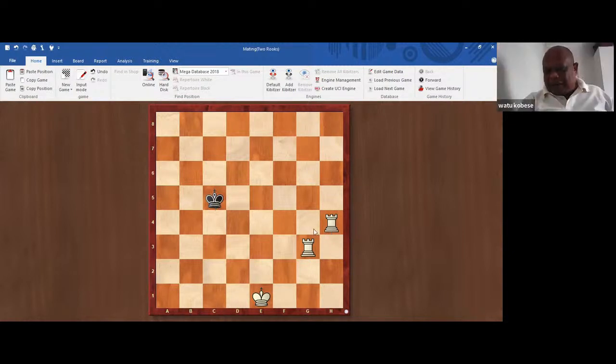But be careful of your barriers, right? So which rook is controlling the barrier? Which one is making sure that the king cannot come closer? Is it this one or is it that one? That's the important key.